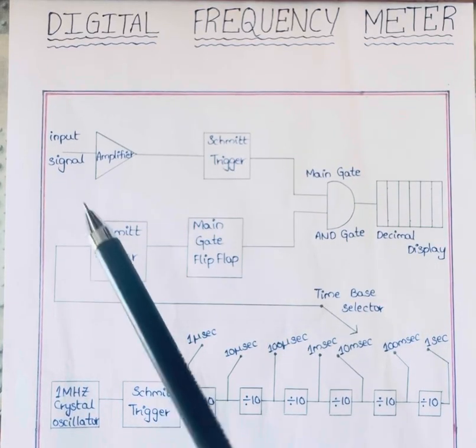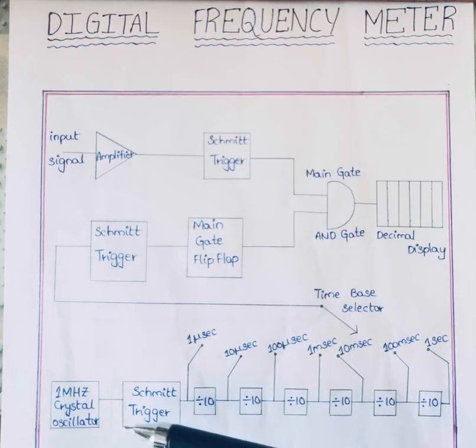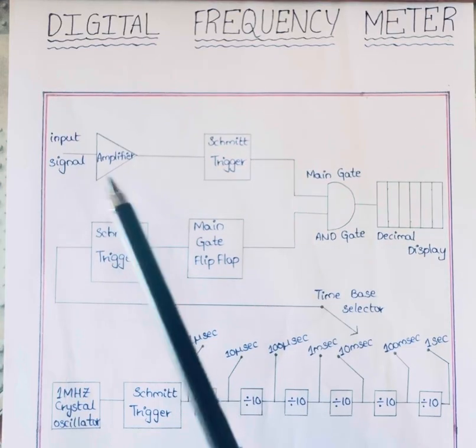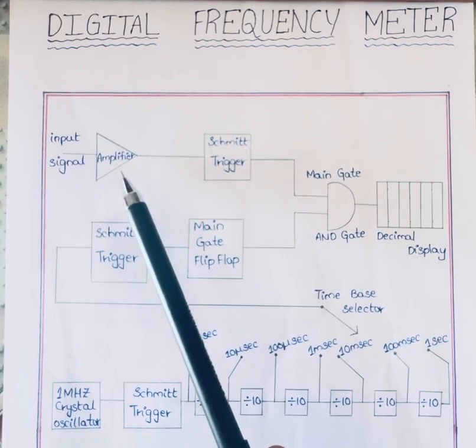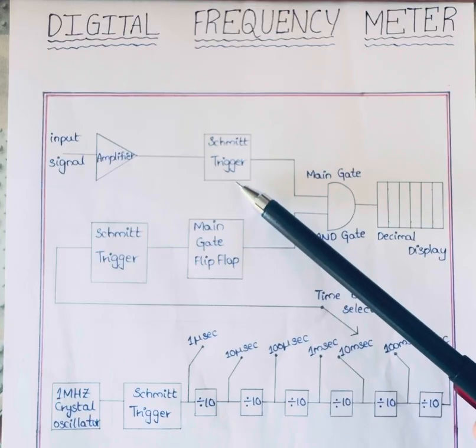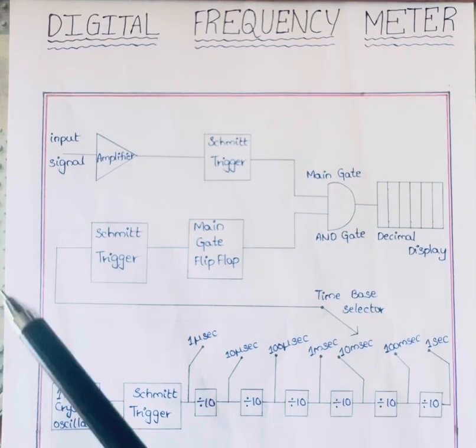Before starting our topic, first of all, we have to know about each and every block in this block diagram. Here it is the amplifier. The purpose of the amplifier is to increase the strength of the applied input signal. It is a Schmitt trigger. The purpose of this Schmitt trigger is to convert the applied input to a square signal.